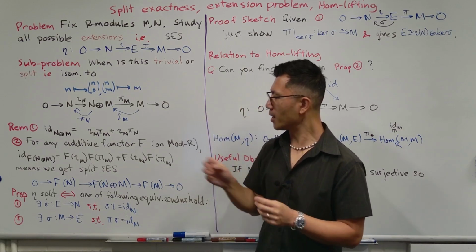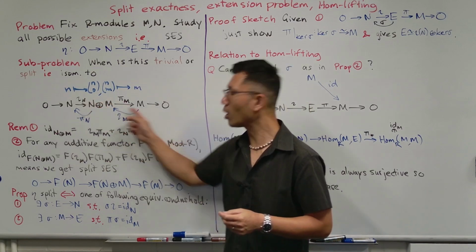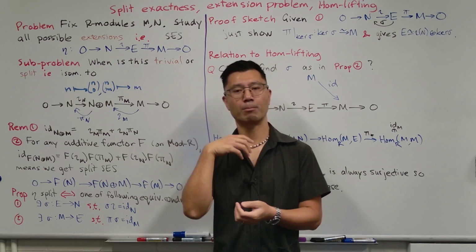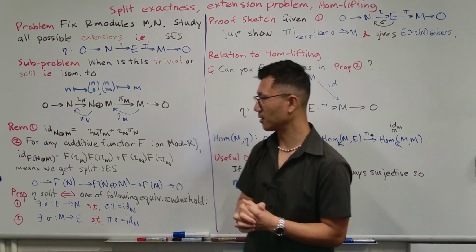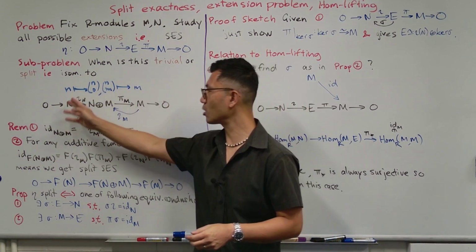But it's rather nice that in this case, we can actually show that applying any additive functor will actually preserve split exactness, in fact. So it won't preserve exactness, but an additive functor will preserve split exactness. So what do I mean by that? Let's just apply f to this whole sequence here.